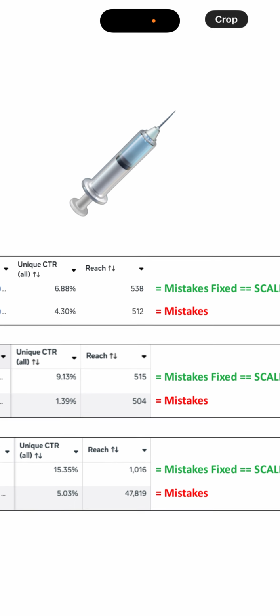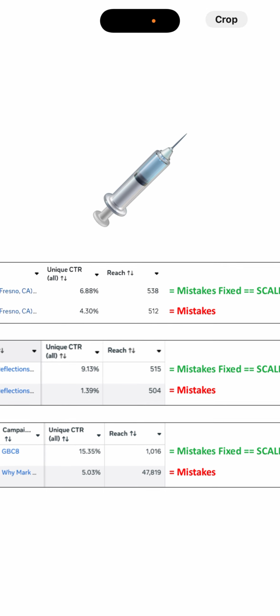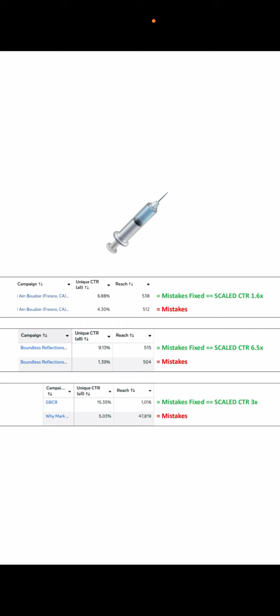So first ad, our ad was getting into like 4.3 out of 100 people's brains. Had some mistakes. Fixed those mistakes, got it nearly to 7 out of 100 people, from 4 to 7 approximately. So we scaled CTR 1.6x. So ads getting into 60% more people's brains for the same ad spend.